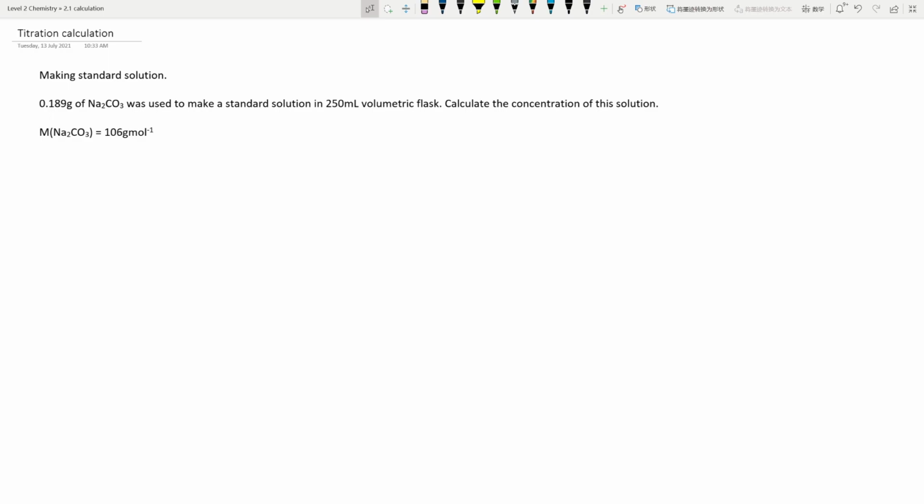The first one is looking at making a standard solution. I've been doing this for a while, so my hands are freezing, so excuse my bad handwriting, but you need to be able to remember these two equations: n equals CV and n equals small m divided by big M. C stands for concentration, which is measured in moles per litre. V stands for volume.